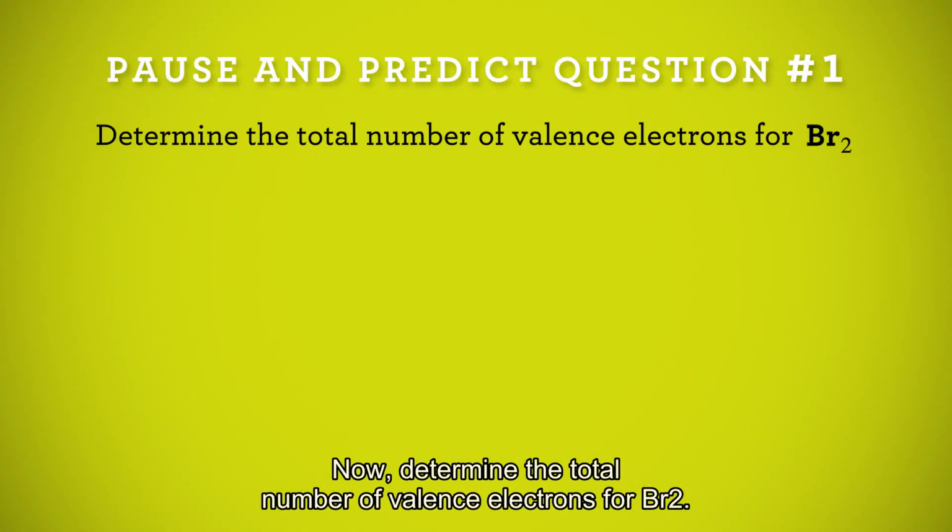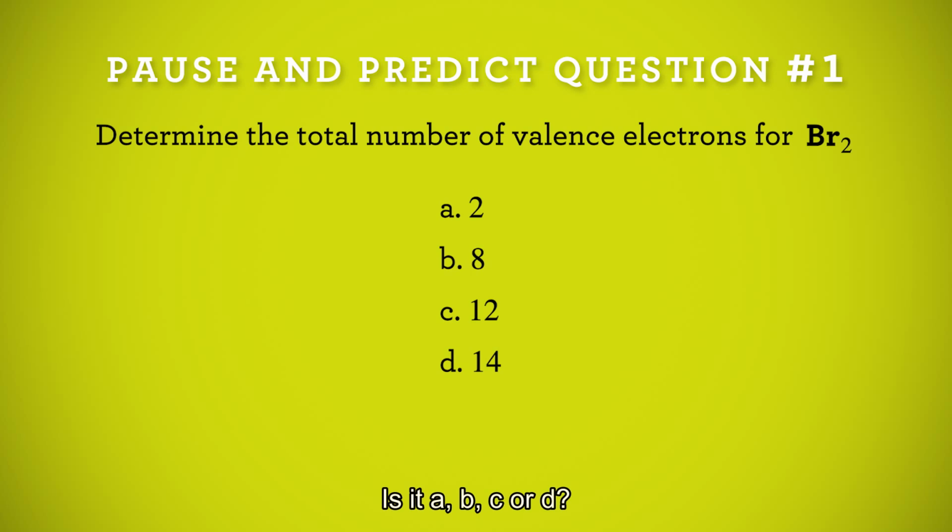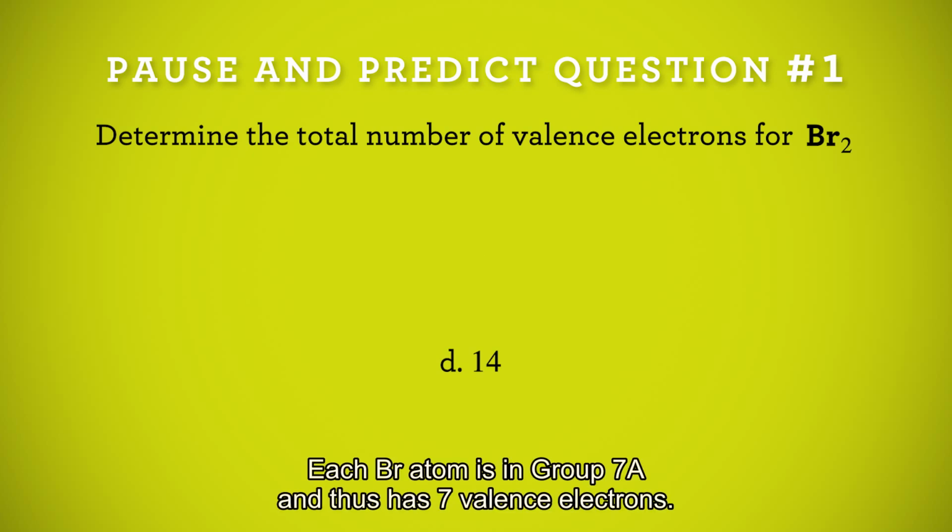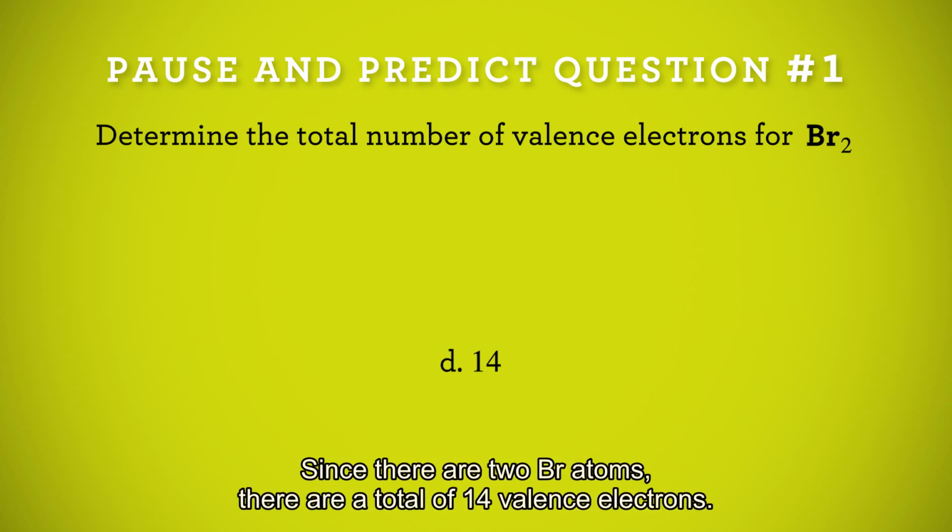Now determine the total number of valence electrons for Br2. Is it A, B, C, or D? The correct answer is D. Each Br atom is in group 7A and thus has 7 valence electrons. Since there are 2 Br atoms, there are a total of 14 valence electrons.